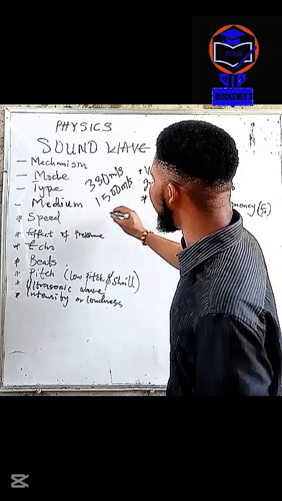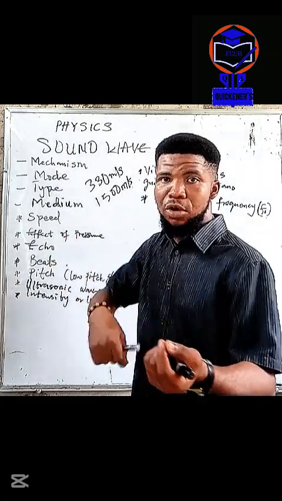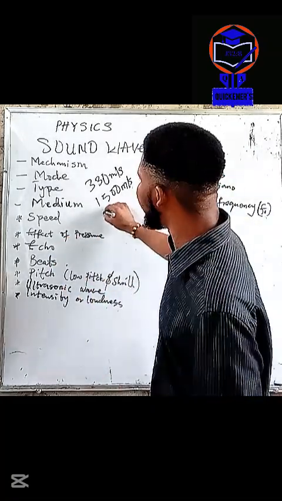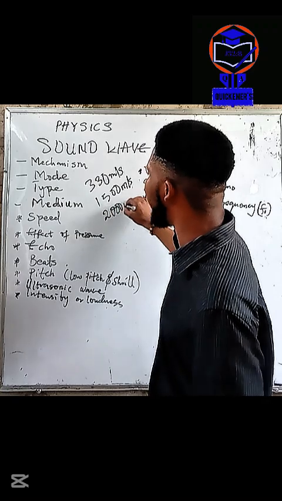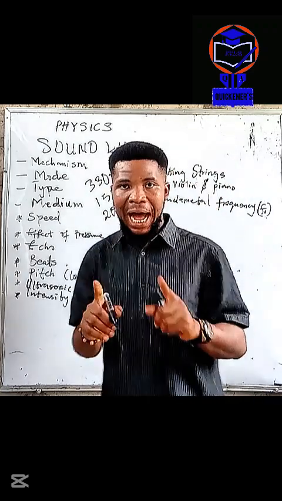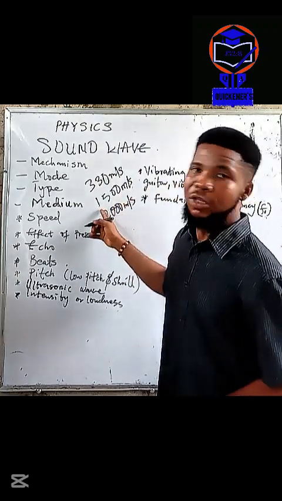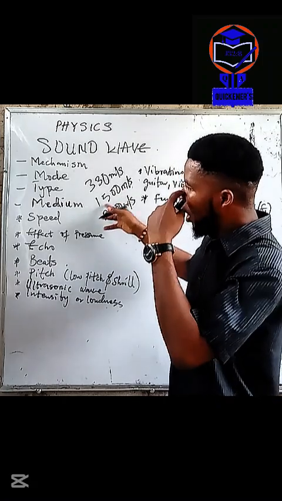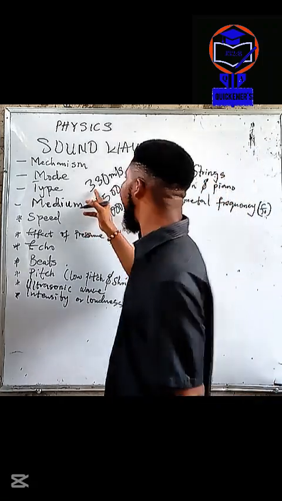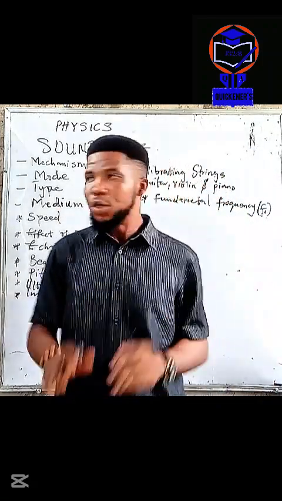The speed of sound in steel, like in your string instrument, like the guitar, is about 2,000 meters per second. You can see that sound travels faster in concrete or steel than in air.